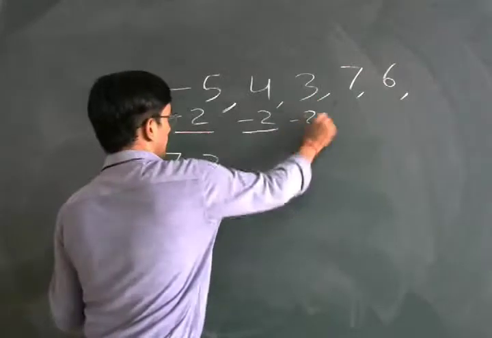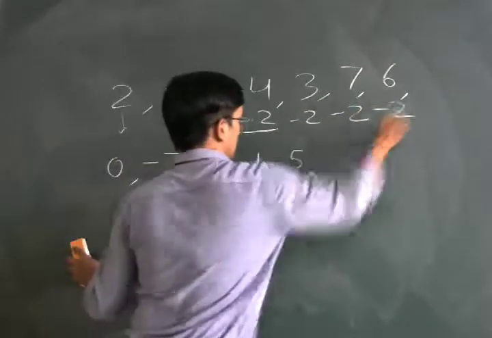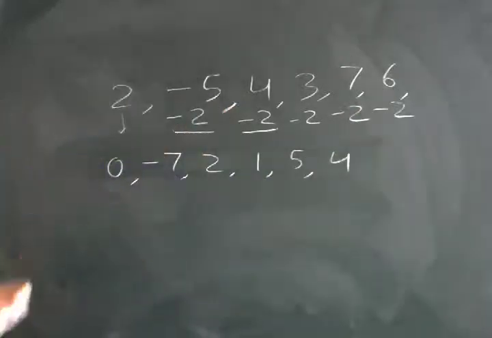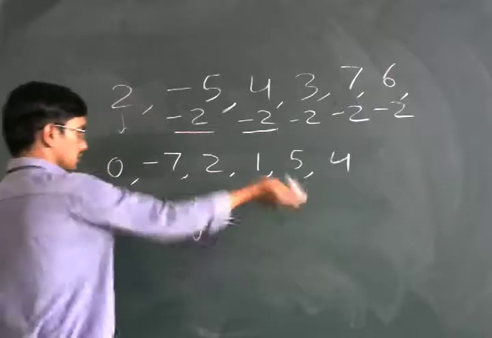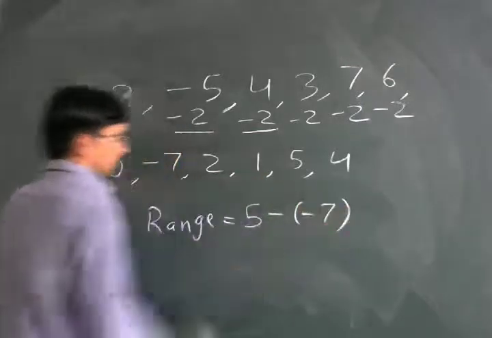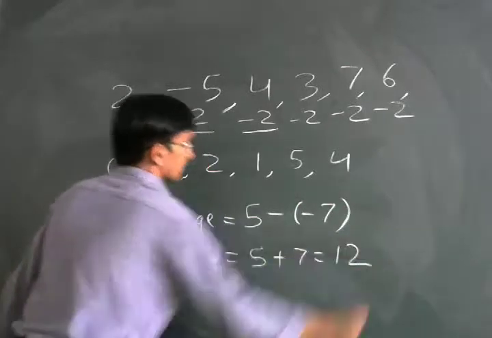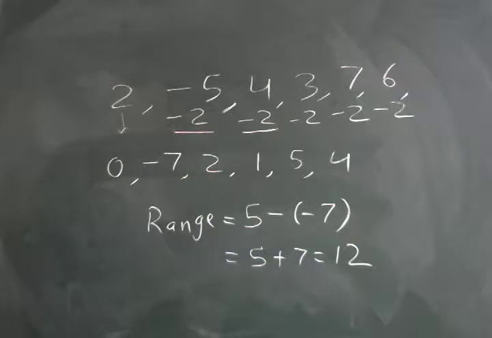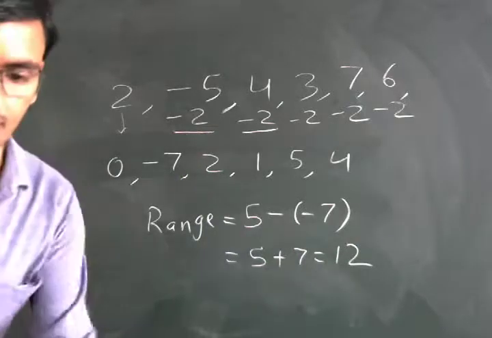Next, 3 minus 2 is 1, 7 minus 2 is 5, and 6 minus 2 is 4. Now also we can see the range, which is the highest here, again 5. Again the range is same. Yes, the range is same.